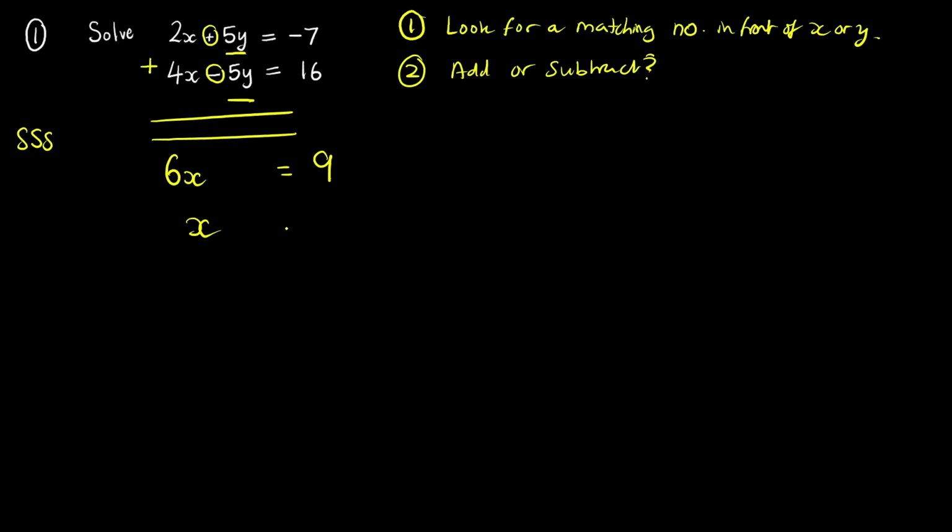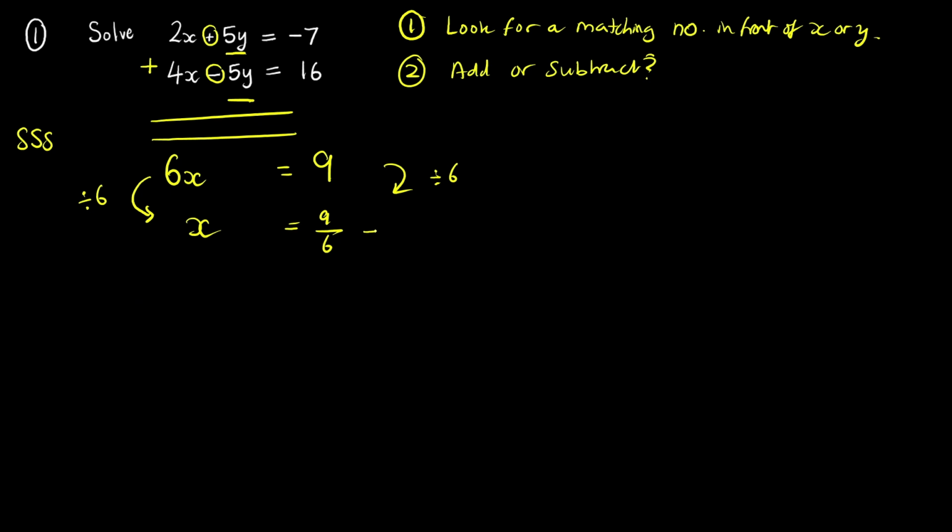So to work out what 1x is, I'll have to get from 6x to 1x. I think, what's the opposite of times by 6? It would be divide by 6. So I need to do the same to this side, divided by 6. I've got 9 divided by 6.